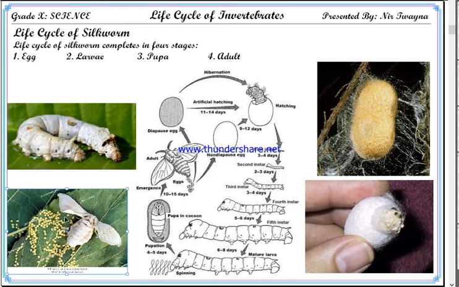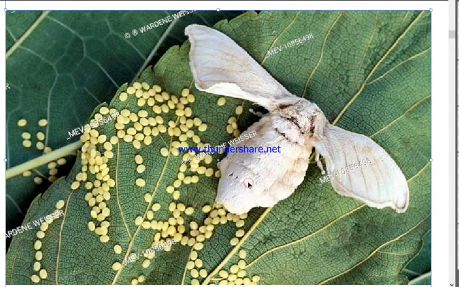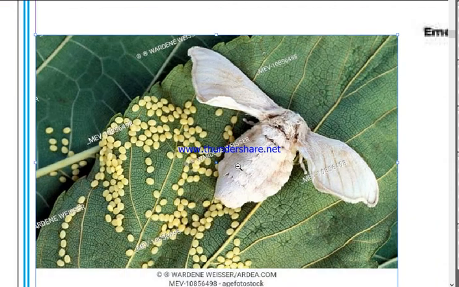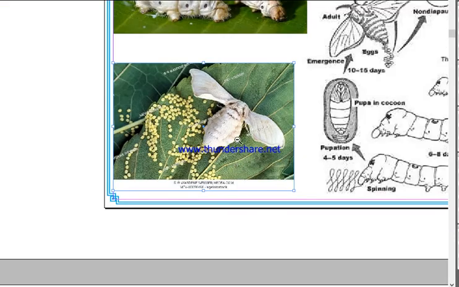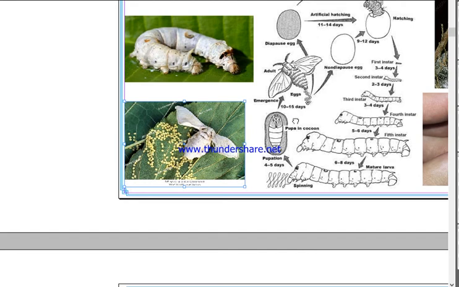So as soon as they get out of their egg, they are supplied with food. Their mother is very wise, isn't it? They lay their eggs on the surface of mulberry leaves so that as soon as their children come out, they can feed, because the mother will not be there to feed them. The mother will die off after laying egg.